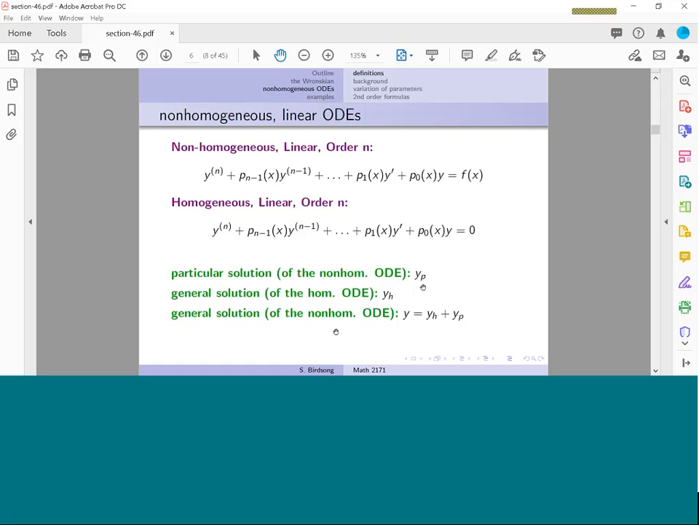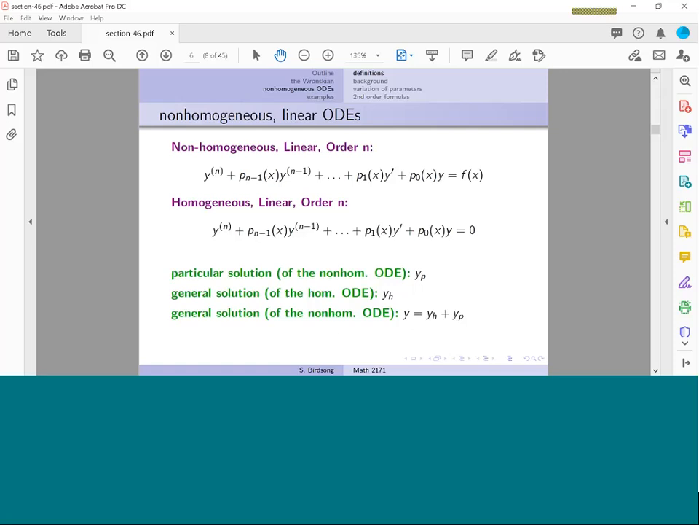Y with a subscript p indicates a particular solution of your non-homogeneous differential equation. Y with an h is the general solution of the associated homogeneous differential equation. And the general solution of the non-homogeneous differential equation is where you add those two guys together. So you take one of the solutions that you find, however you find it, add it to the homogeneous solution, and bam, that gets you a general version of the solution for the non-homogeneous guy.